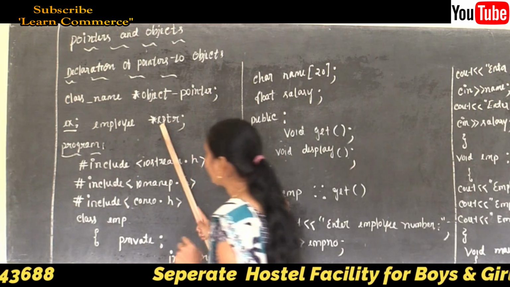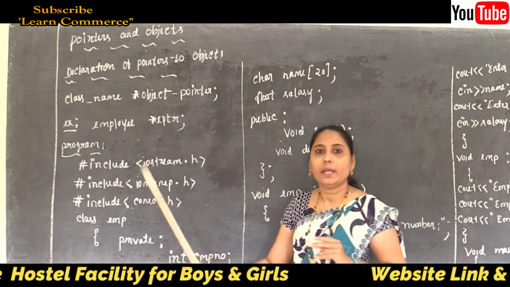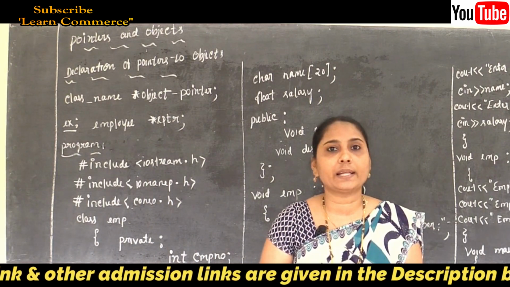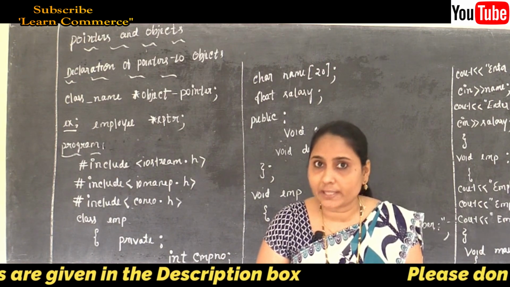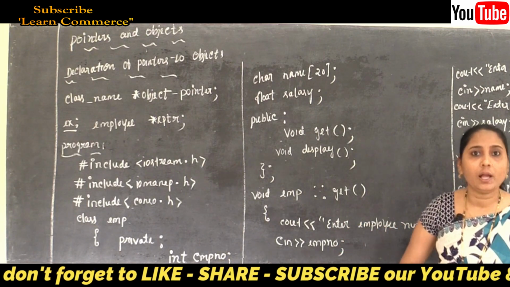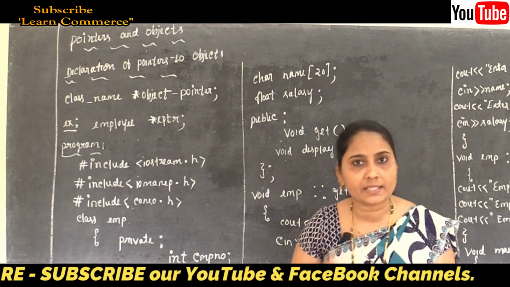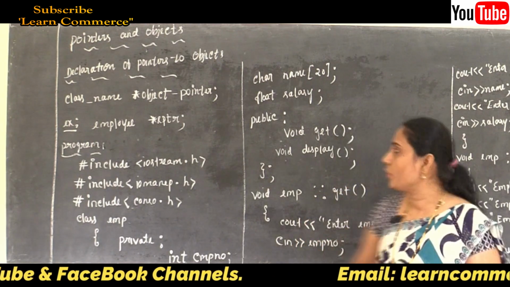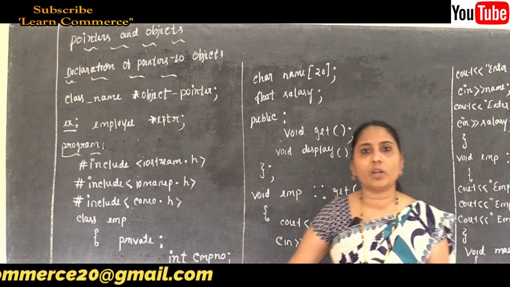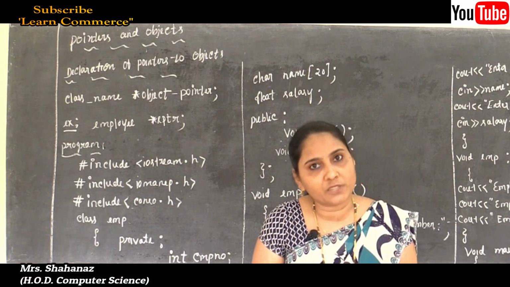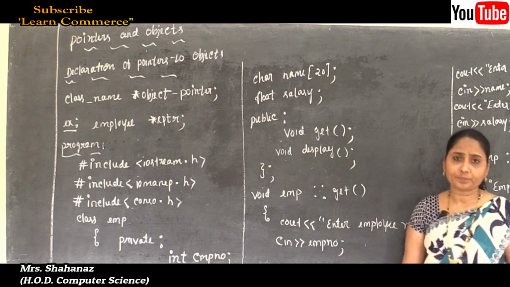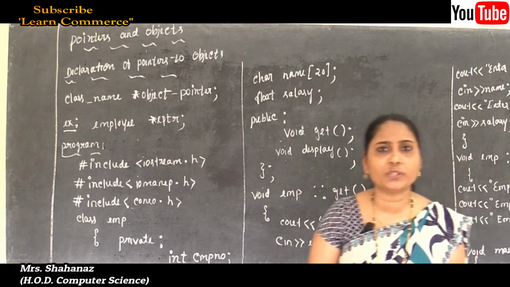In this case I used the object name EPTR, and with that I used the pointer symbol, that is the asterisk. So EPTR is the object here, and the symbol I used is the pointer symbol. So we can say that the pointer pointing to an object is called a pointer to an object or object pointer. Now let's see how we declare a pointer to an object or object pointer.